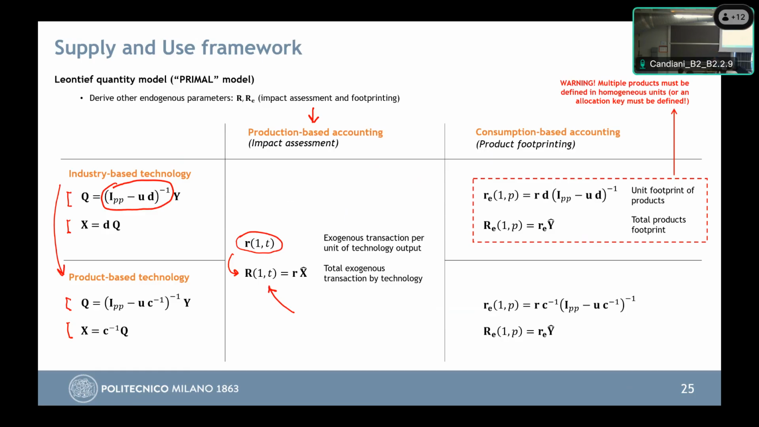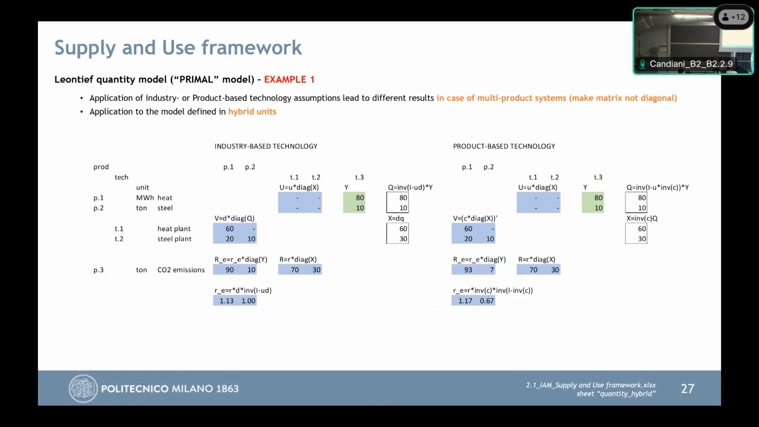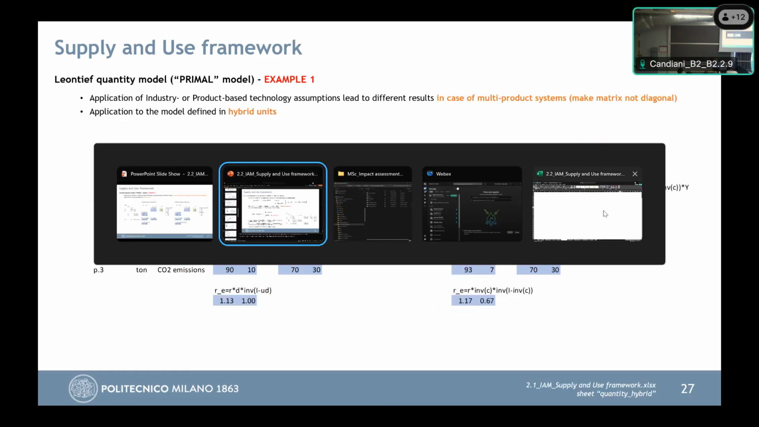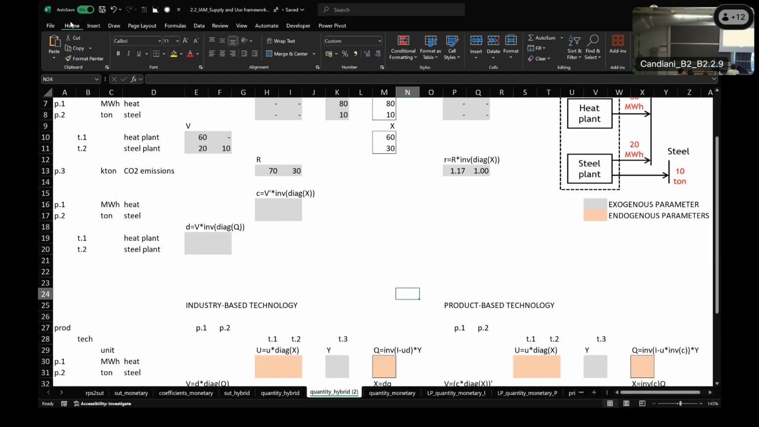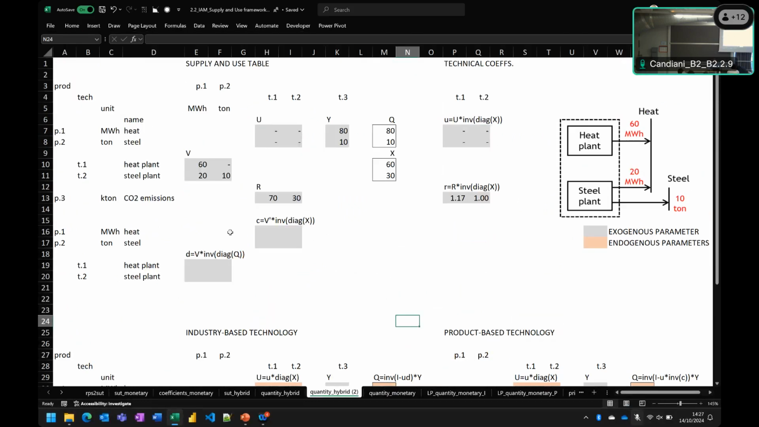Keep in mind this, and then we are doing an example, hopefully today. Okay, so let's now have a look at the Excel file here, maybe a bit better with respect to last time. Again, I uploaded this file on the web page, so you can see all these tasks here that are solved.